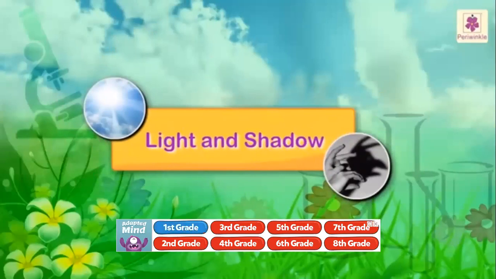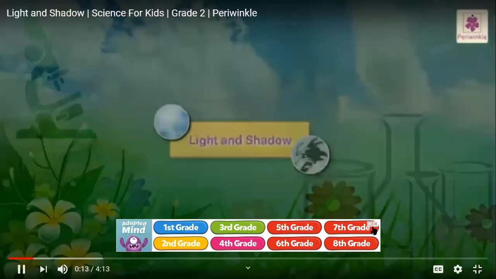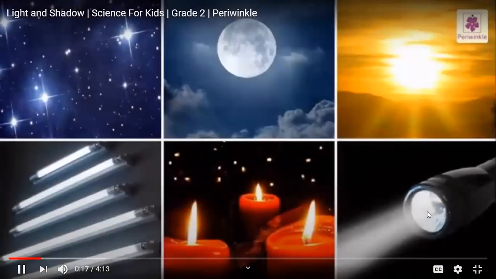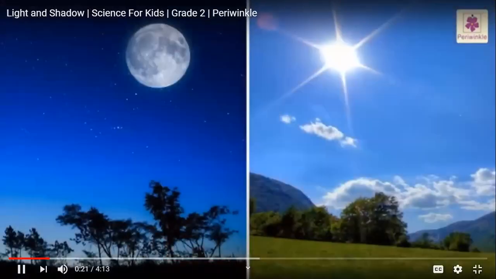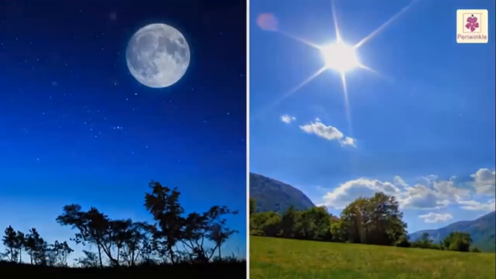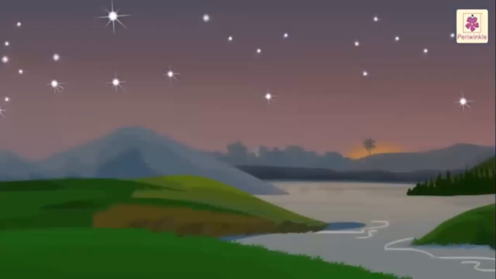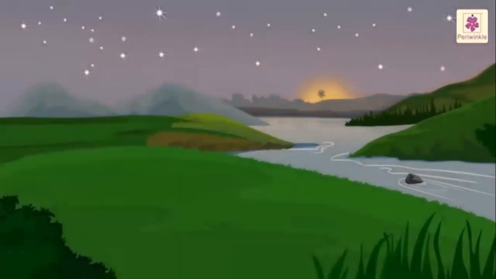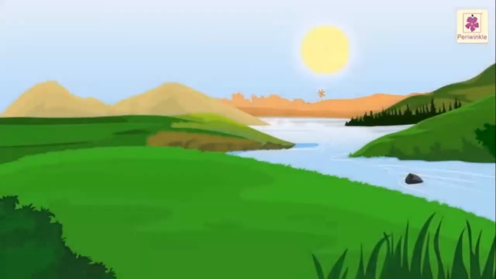Light and shadow. Light. We always have a question in our mind. Why can we see so many stars at night, but only one star during the day? Stars are always in the sky, but the sun, being the brightest of all, hides the other stars during the daytime.